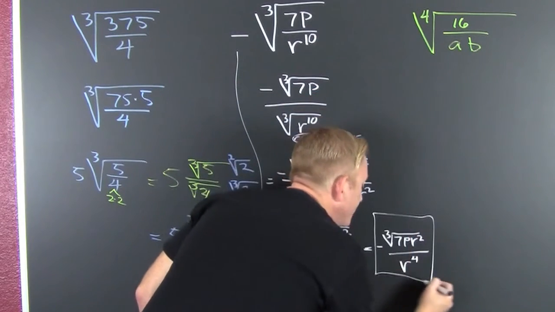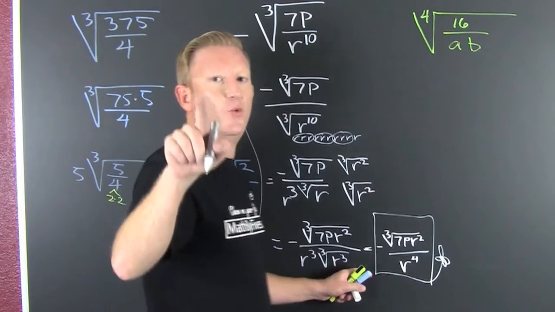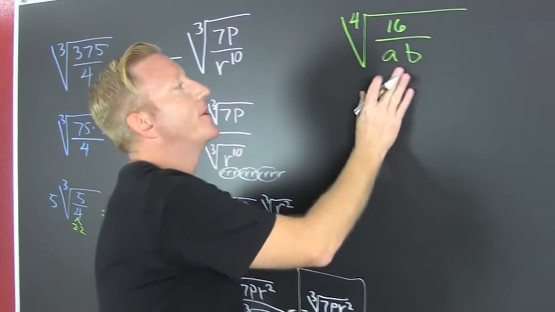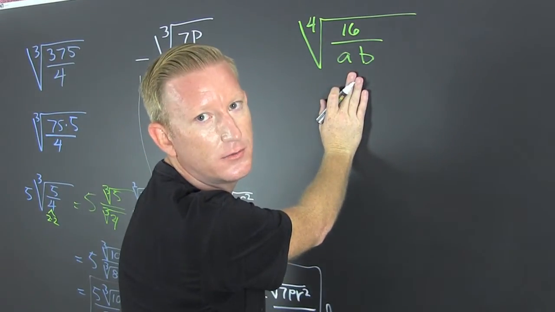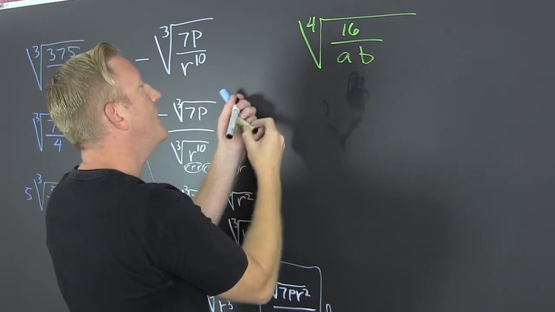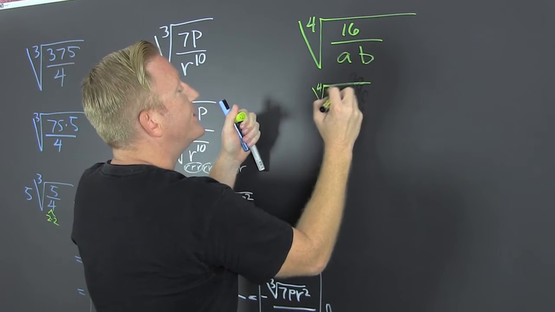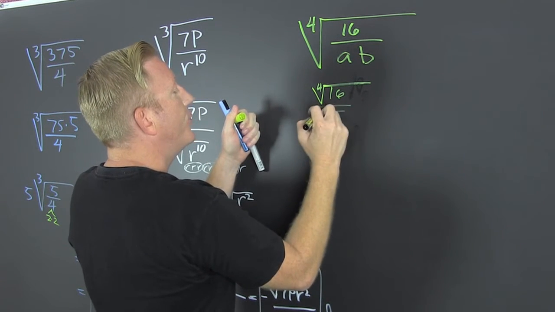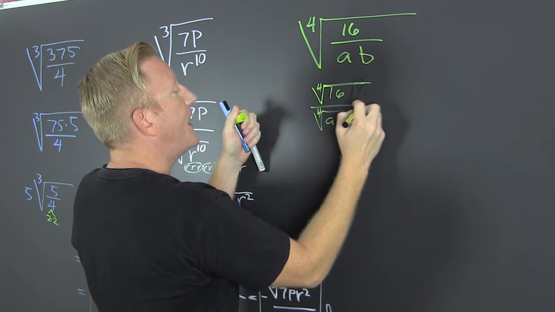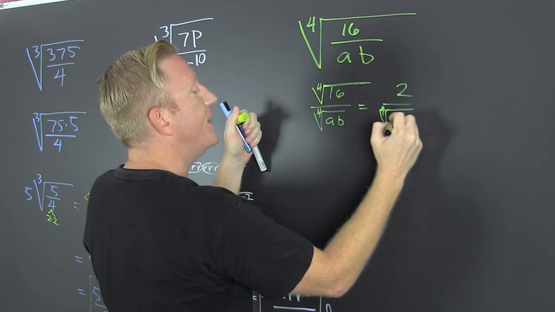That's an example of rationalizing denominators, but one more. What about something like this? Then that's the fourth root of 16 divided by the fourth root of ab. That's going to be 2 over the fourth root of ab.